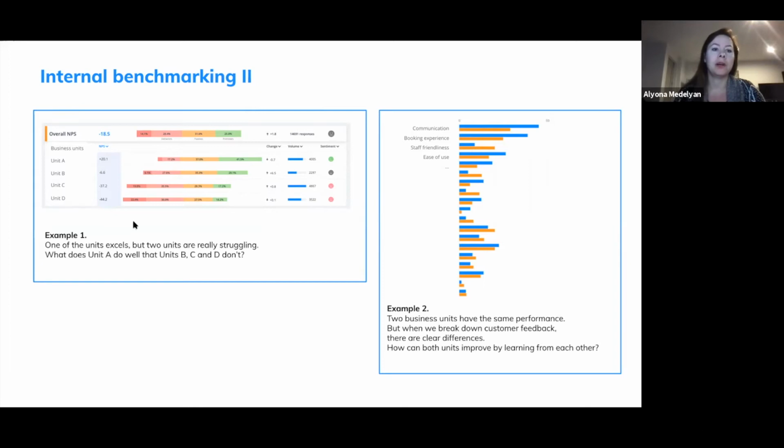And it doesn't even have to be the case that one is struggling and one is performing well. Even 2 particular units, like in this example, that perform exactly the same, so they have the same NPS, the same revenue, there are opportunities if we break down based on customer feedback, and this is something that we do in Thematic. We pull out from what people are saying what matters to them. Let's say one of the attributes is communication, the next one is booking experience, the next one is staff friendliness and ease of use. The blue bar is one of the units and the orange bar is the other unit. You can see that in some cases, the blue bars are longer, and in other cases, the orange bars are longer. So the 2 business units can learn from each other. What is it that they can both do better and therefore improve as a result?